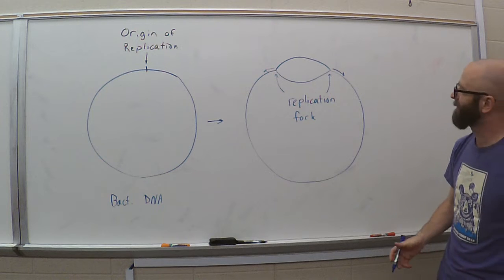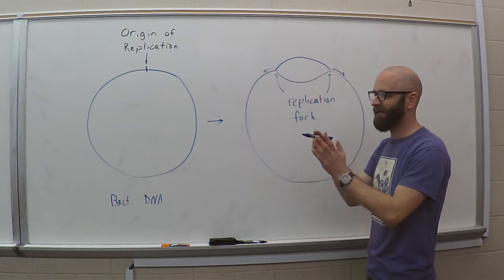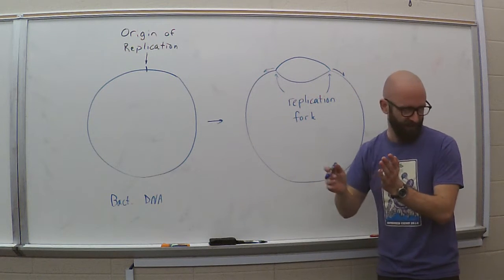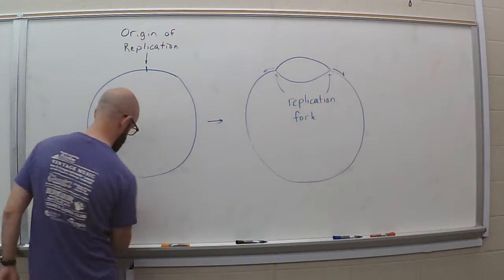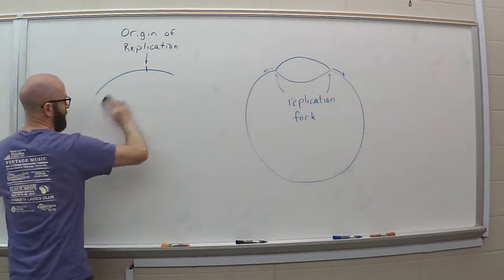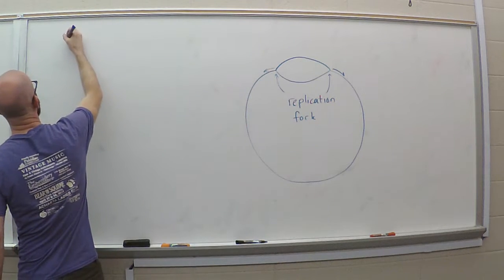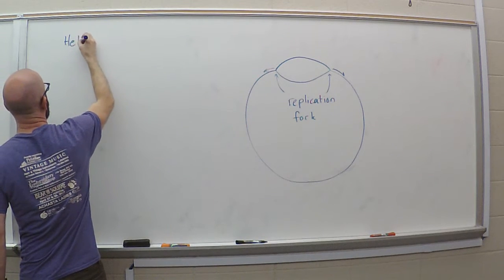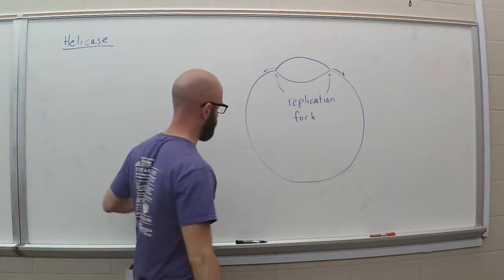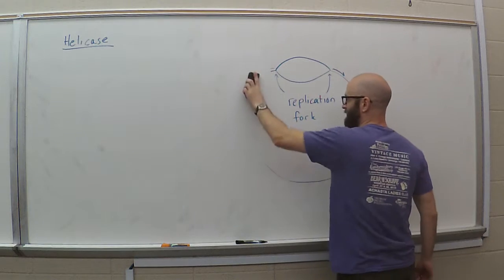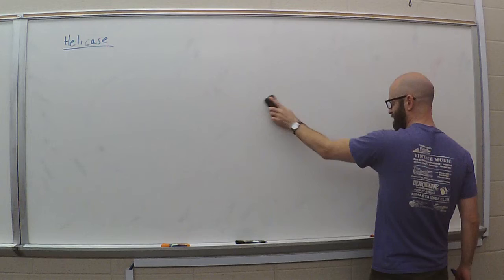So this first step, right, this step where the double strand of DNA is broken apart is facilitated by a protein called helicase. And that's not a very creative name if you think about it. It's an enzyme, right? You can look at the name of it.